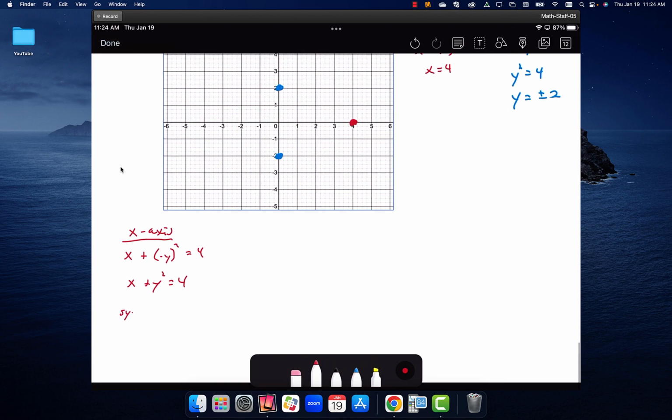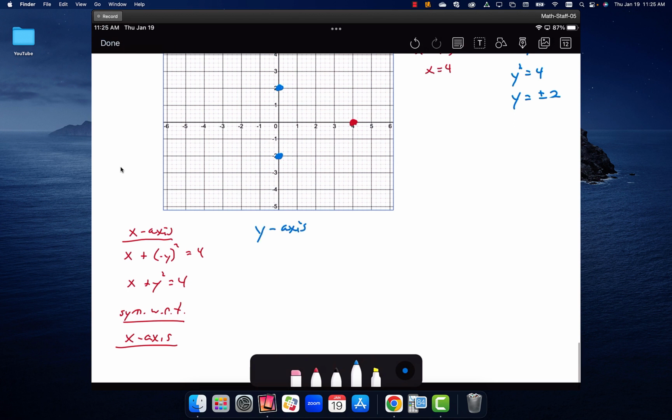So we are symmetric with respect to the x-axis. So I'll make a little mental note to come back to that later. See how that helps us with the graph. Let's go ahead and test the others just to see.